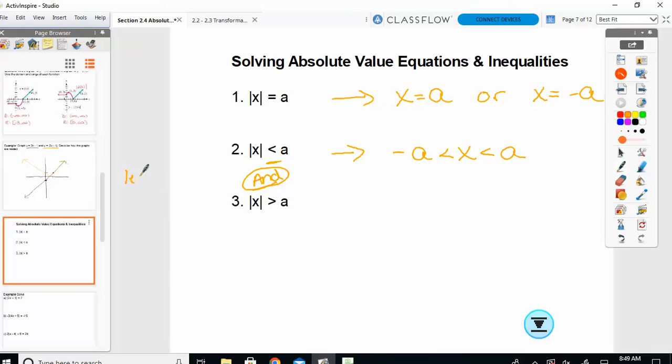So when you see the less than, that's an and statement, so we make one big inequality. Greater than is an or, so that's my or statement, so we do 2 separate ones. It could be x is bigger than a, or x is less than negative a. When you do the negative, you have to flip the inequality. So these are the rules we'll be using tomorrow.